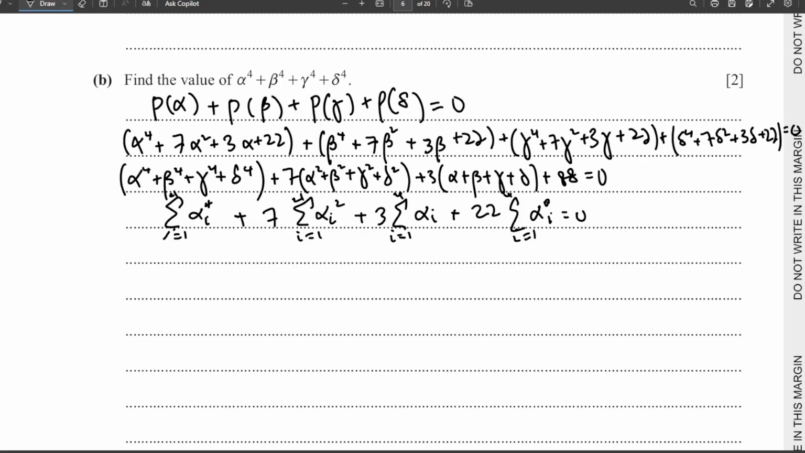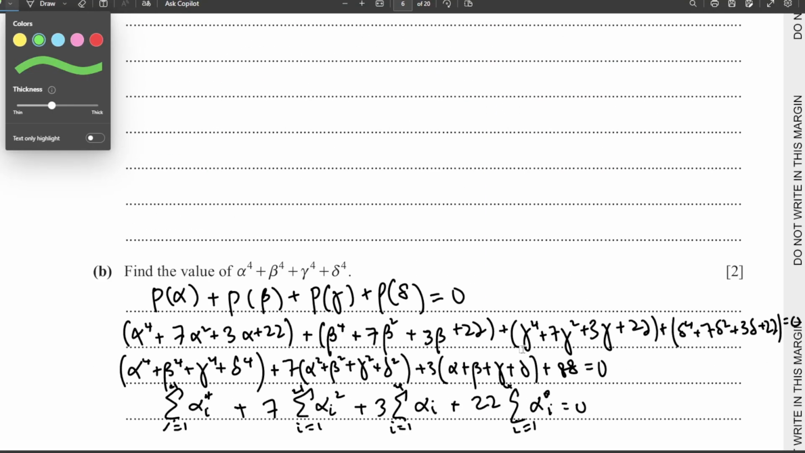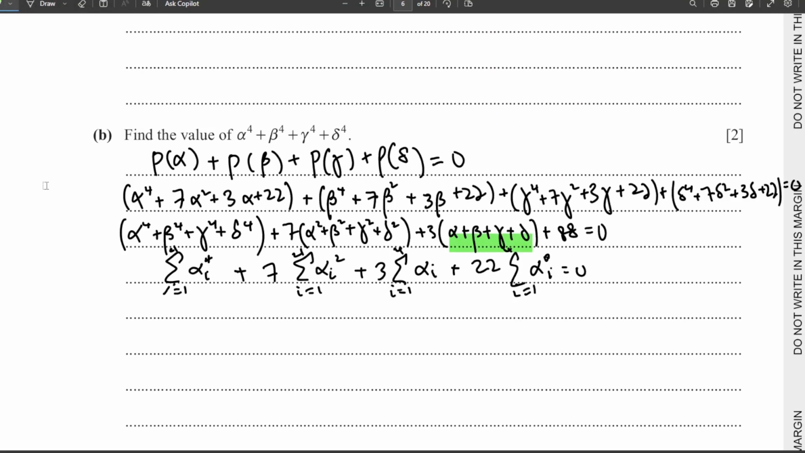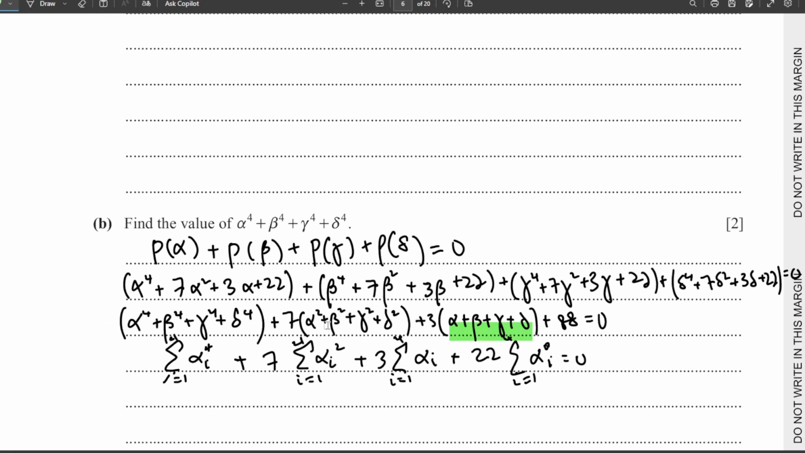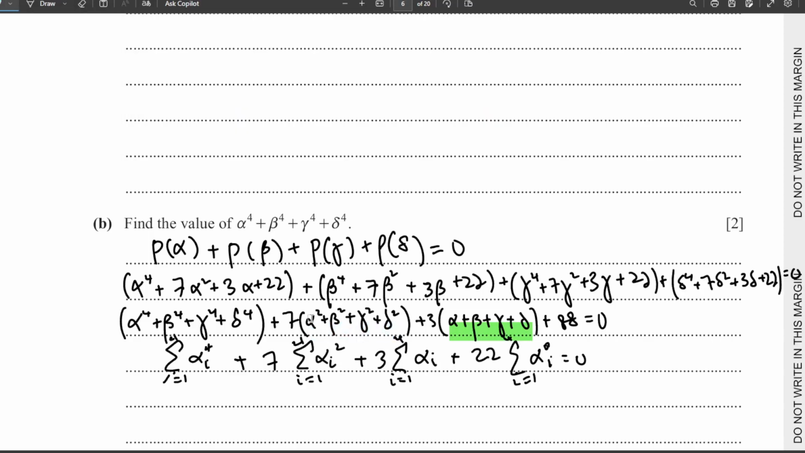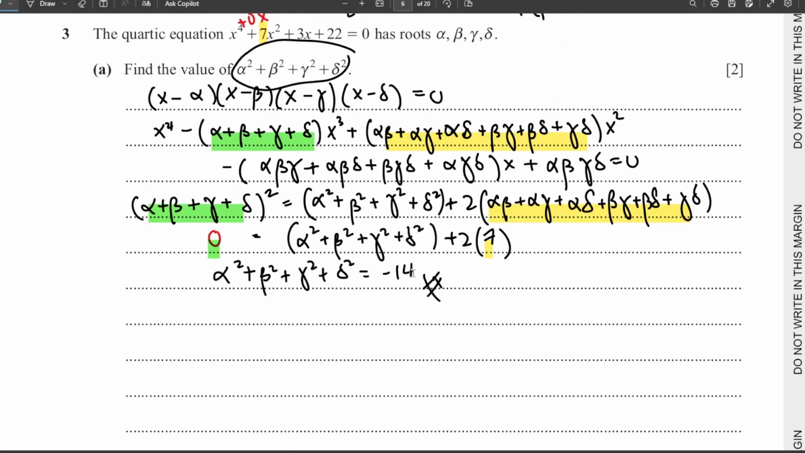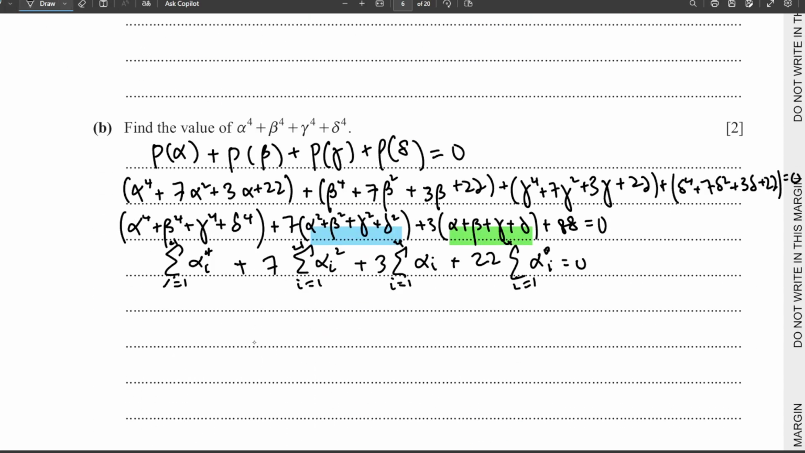So again, if you look at the values here, this sum of roots we have already determined before, that is equal to 0, right? Because there is no x cube coefficient. And this sum of the root squared, we have just found in the previous question to be negative 14. So we will again use this result, and we will isolate the sum of the power of 4.